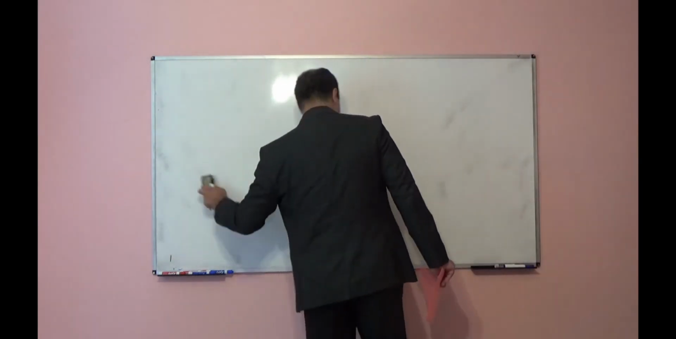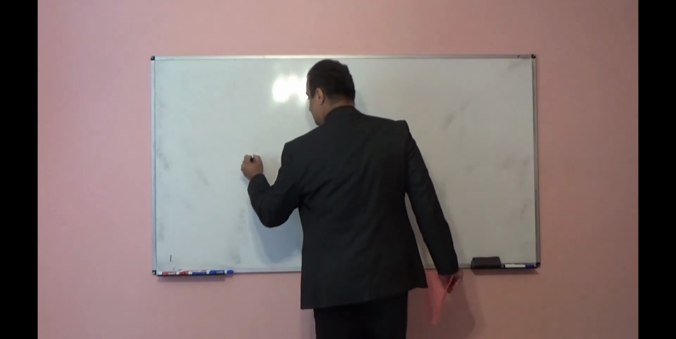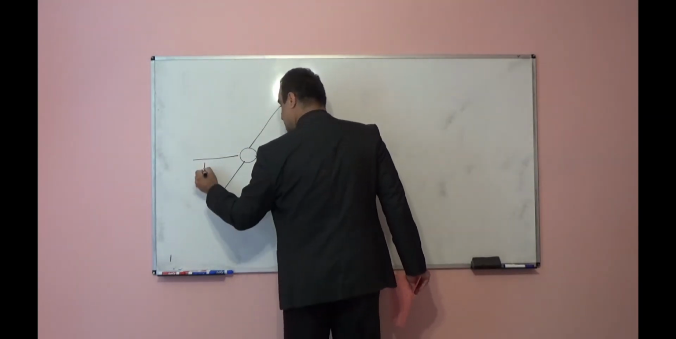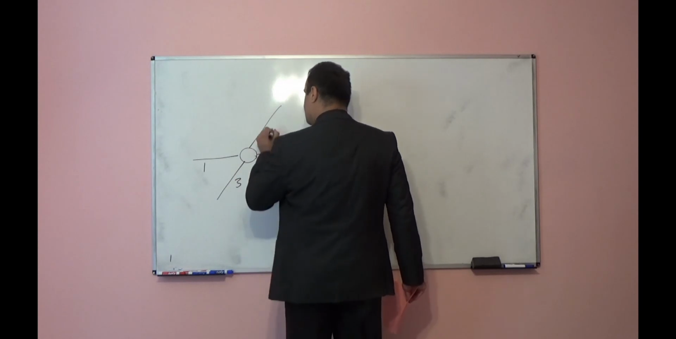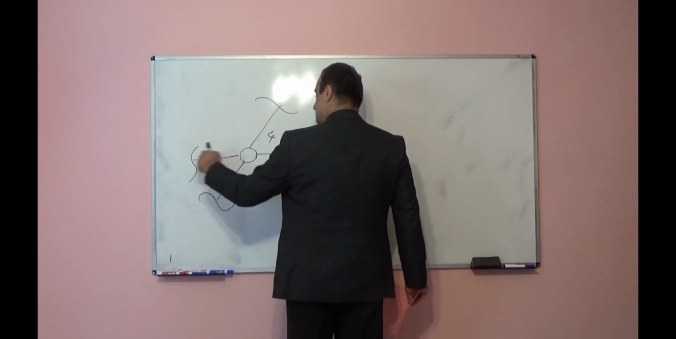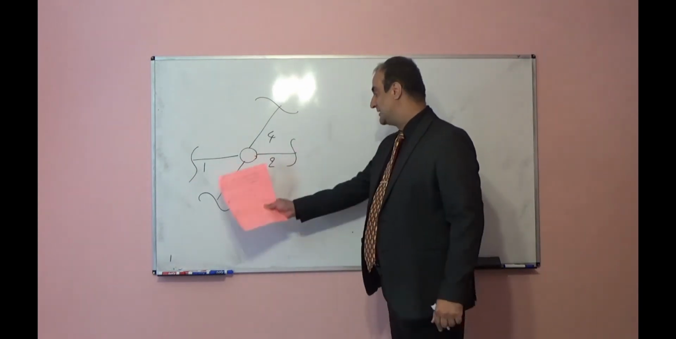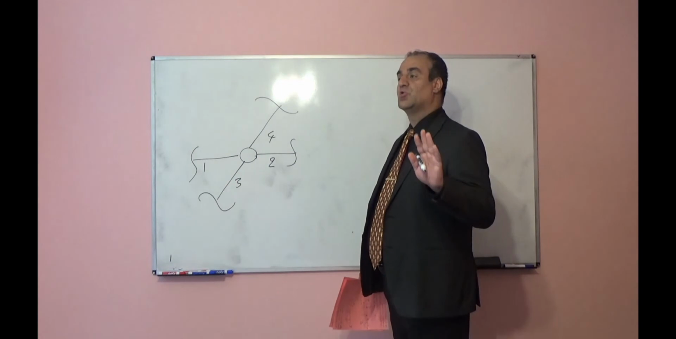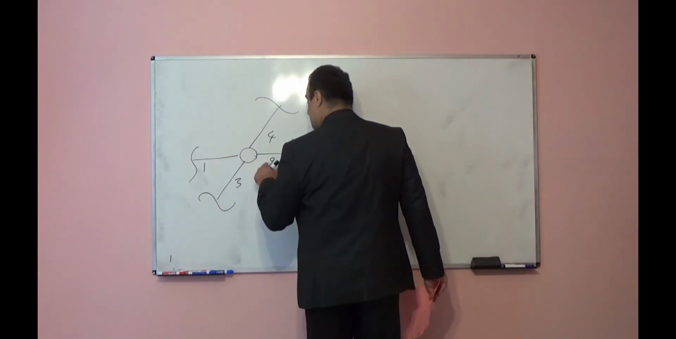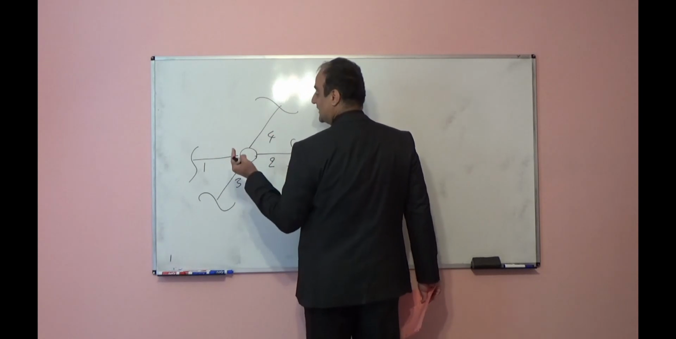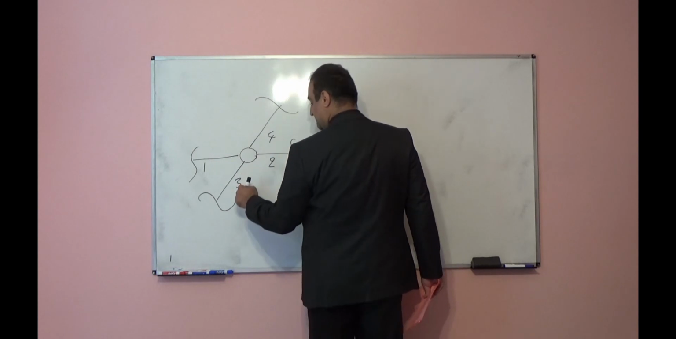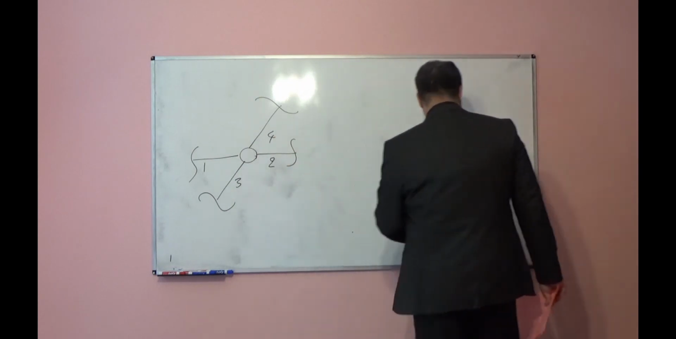If you have a joint with four members, for example, member 1, 2, 3, 4, and 2 by 2 they are collinear, 2 by 2 they are in one straight line, and there is no external load at the joint. In that case, the internal forces for these members, 2 by 2, are equal. For example, F1 is equal to F2, F3 is equal to F4.